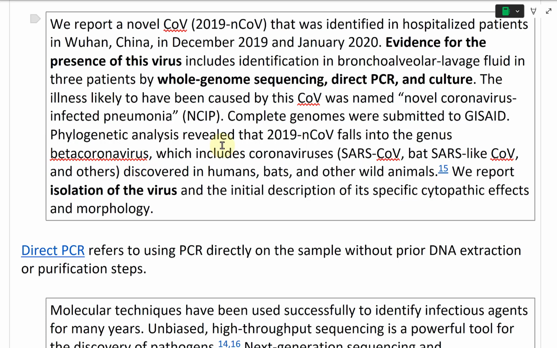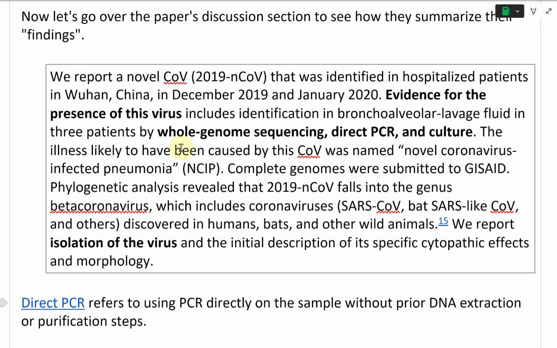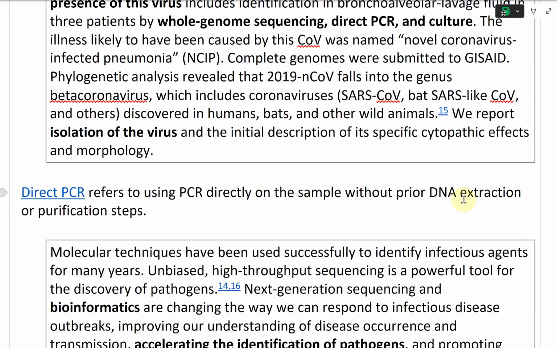GISAID, and phylogenetic analysis revealed that 2019 nCoV falls into the genus beta coronavirus, which includes coronaviruses SARS-CoV, bat SARS-like CoV, and others discovered in humans, bats, and other wild animals. And we report, quote, isolation of the virus and the initial description of its specific cytopathic effects and morphology. And direct PCR right here, because it was detected by direct PCR, refers to using PCR directly on the sample without prior DNA extraction or purification steps.